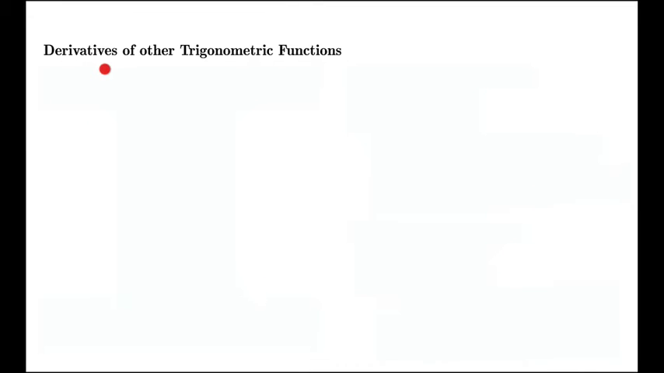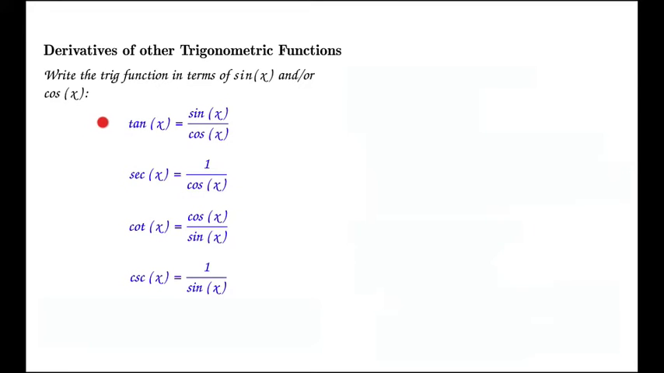Now let's look at how to take derivatives of the other trigonometric functions, other than sine of x and cosine of x, using the information we already know about the derivative of sine of x and the derivative of cosine of x. The first thing we're going to do is rewrite all our trigonometric functions in terms of sine x and/or cosine x. So here's our list of our 4 other trig functions.